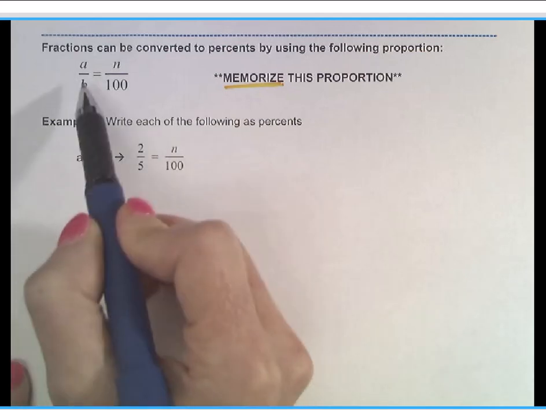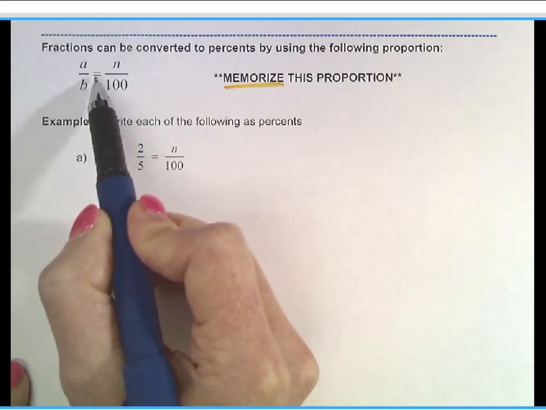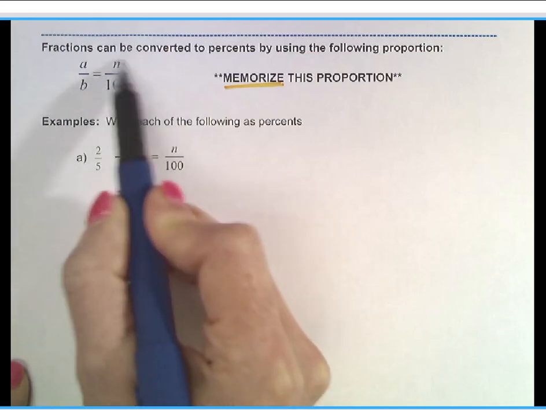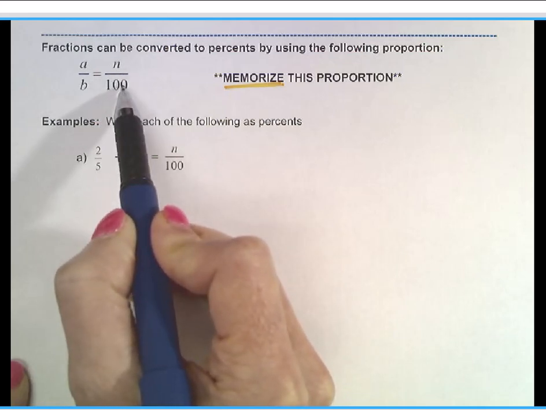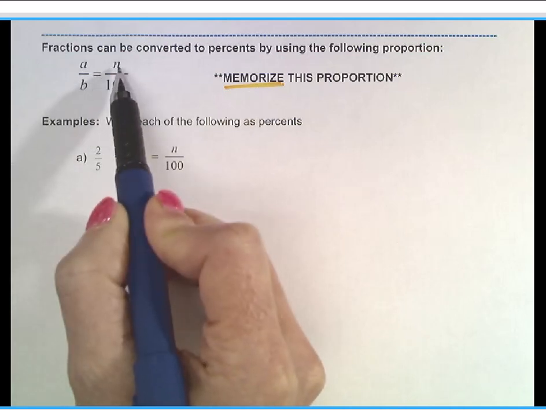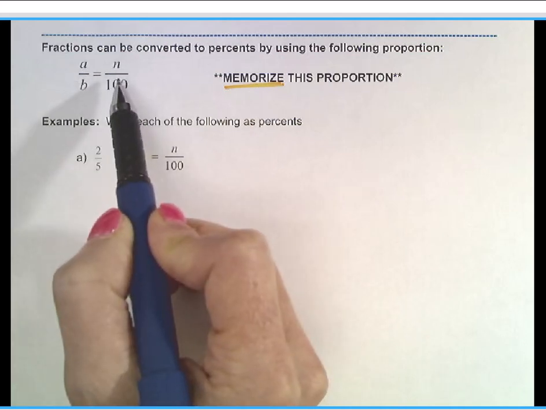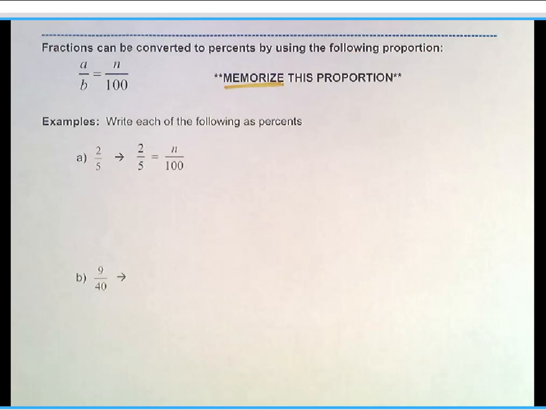Because what we're saying is we're going to take our fraction a over b, and we're going to turn it into a percent. And this n over 100, that was the definition of percent, right? So you're saying, I want my fraction to equal a percent. So you just set it up that way. It's a really simple proportion. And then hopefully you remember how to solve proportions. We cross multiply to solve for n. And that will tell you what the percentage is.